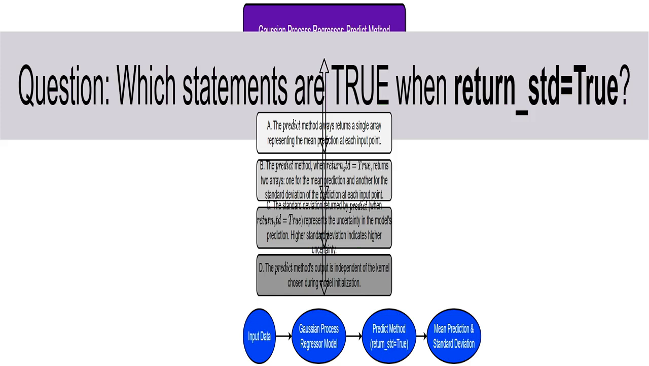This statement is incorrect because, when I set "return_std" equals true, the "predict" method will actually return two arrays. One array will be for the mean prediction, and the other array will be for the standard deviation.